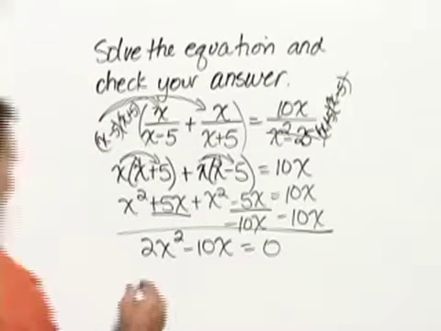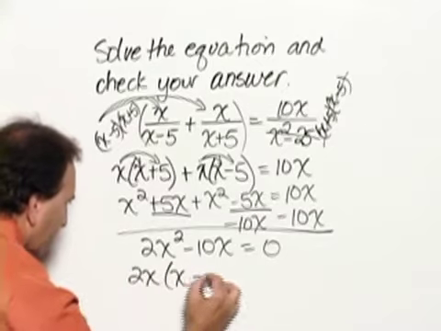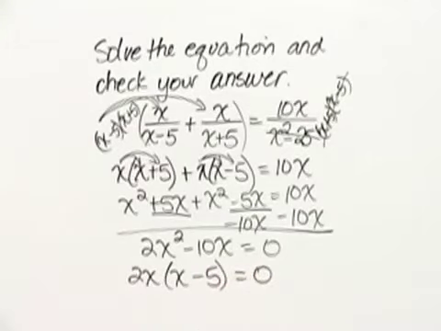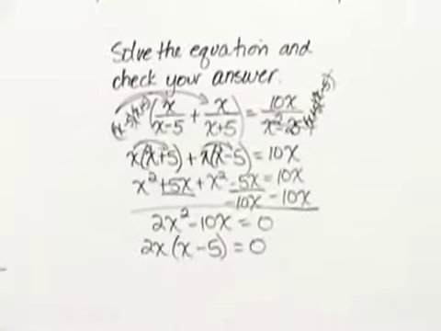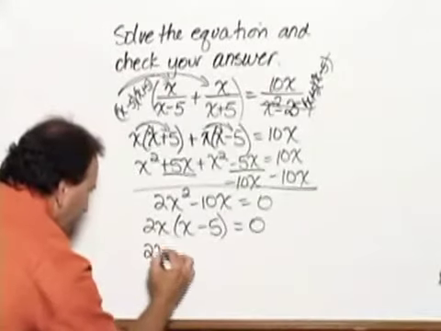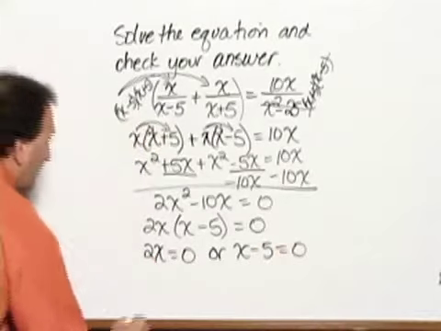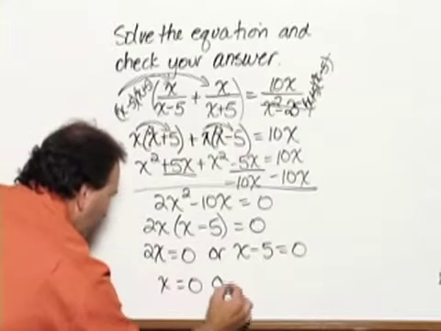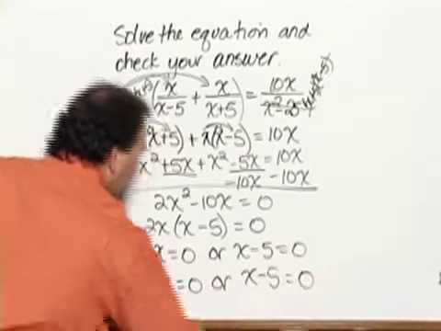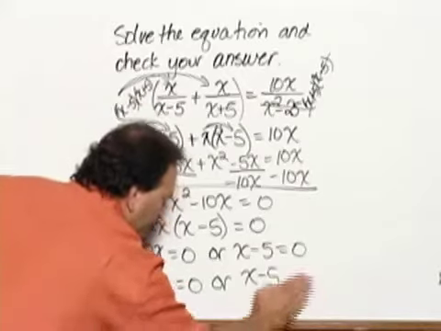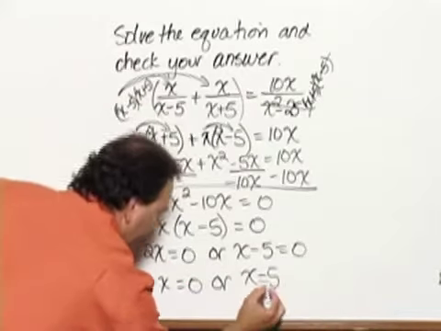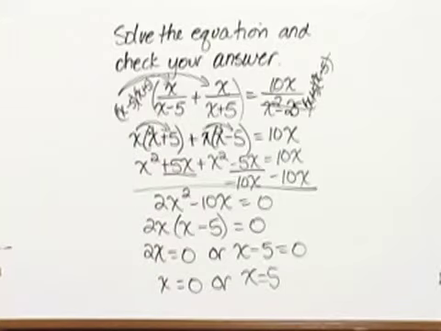Now we factor the left-hand side. We can factor out a 2x, leaving us with x minus 5 inside the parentheses. Then that means that either 2x equals 0 or x minus 5 equals 0. That means that x is equal to 0 or x equals 5. So x equals 0 or x equals 5. We need to check both of those values in the original equation to see if they check. So let's do that next.